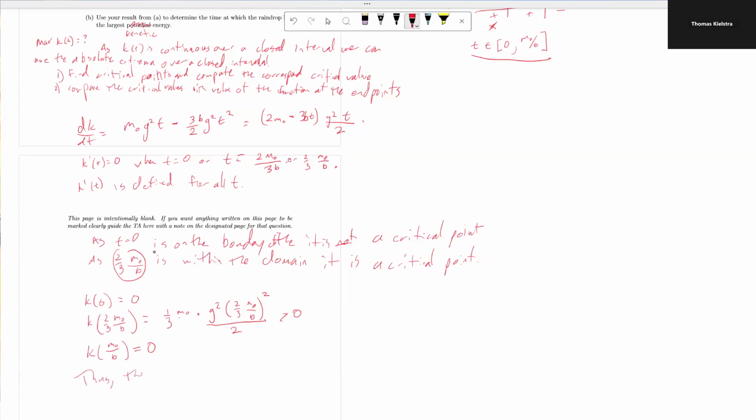Thus, the maximum kinetic energy occurs when t equals 2/3 m naught over b.